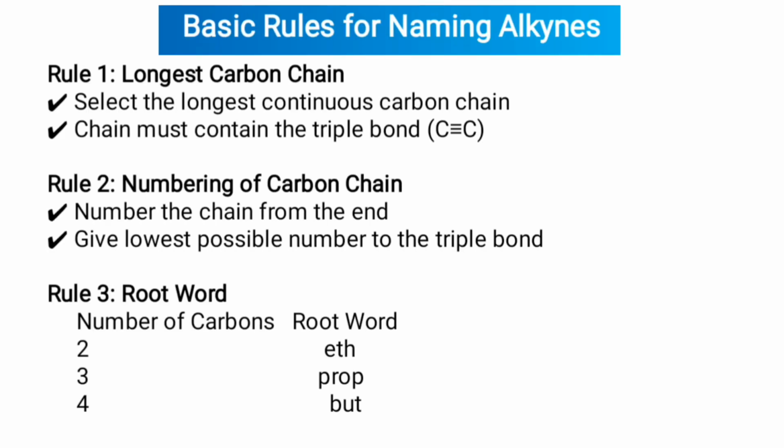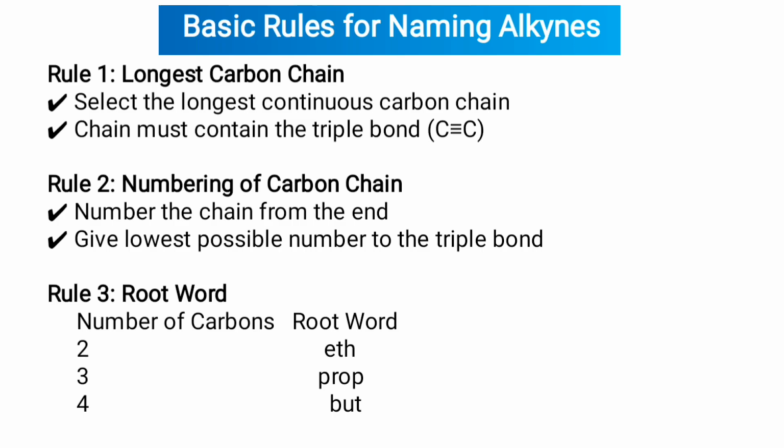Basic rules for naming alkynes. Rule 1: Longest carbon chain. Select the longest continuous carbon chain. The chain must contain the triple bond between carbon-carbon. Rule 2: Numbering of the carbon chain. Number the chain from the ends. Give the lowest possible number to the triple bond.